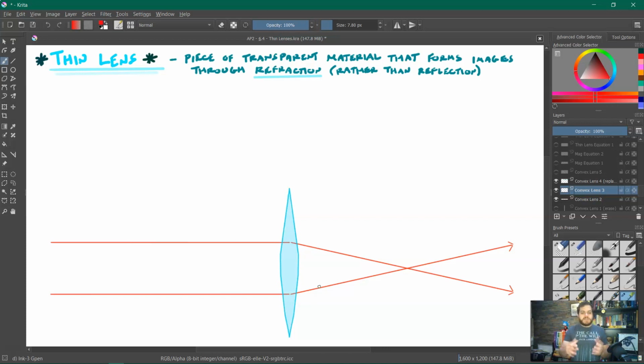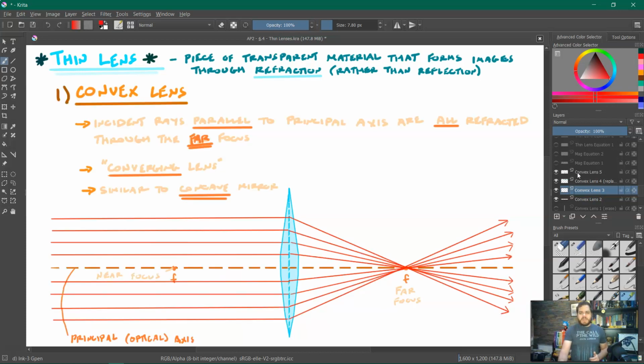Alright, so the thing is, with this particular shape here, we see that I've got on both sides, these are actually convex edges because they don't cave in. They're the opposite of concave, so they're going to be bowed outward. And this is in fact a convex lens. And a convex lens, as we just saw with those two rays, but now we can do it with a bunch of different rays. Incident rays that are parallel to this principal axis that goes through the center of the lens, when they hit the lens, they are all refracted through what we call the far focus.